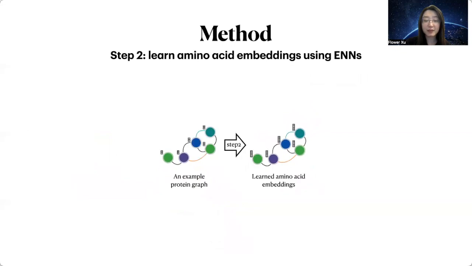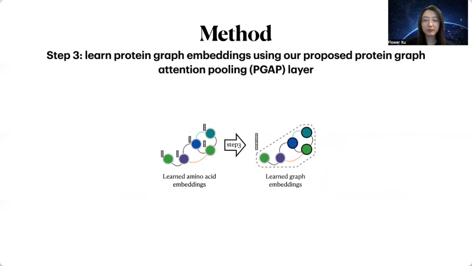In the second step, we employ an ENN and learn amino acid embeddings. In the third step, we learn protein graph embeddings using our proposed protein graph attention pooling layer, and we give it a name, PGAP.